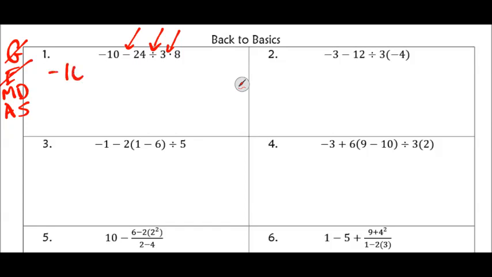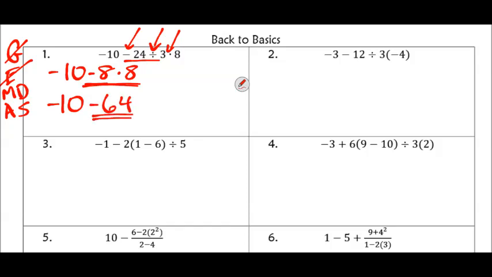So I have negative 10 minus 24. And, oops, sorry, no, I don't really want to write that 24 because I'm actually going to use that in the division. Negative 24 divided by 3 is a negative 8. That's what I'm going to write there, negative 8 times 8. That's my next step. I'm going to multiply negative 8 times 8. That gives me negative 64.